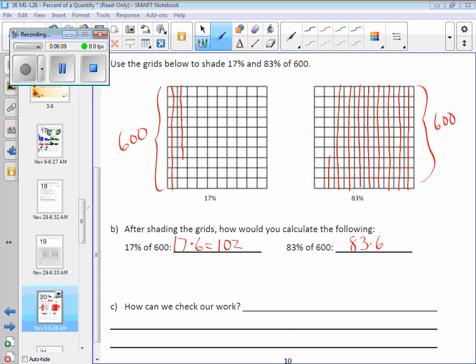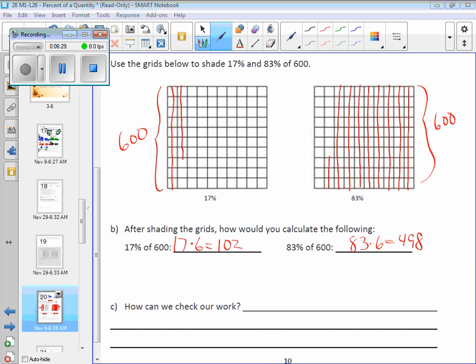There's more than one way to do it. 83 times 6, what do you get? 498. Now we're going to use part, whole to check it. If you add them, what are you supposed to get? The whole. Part plus part equals whole, always.